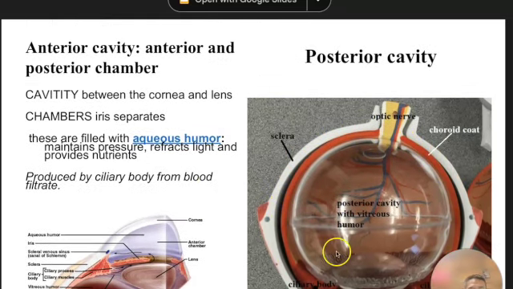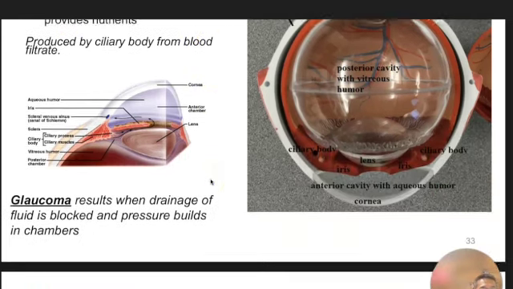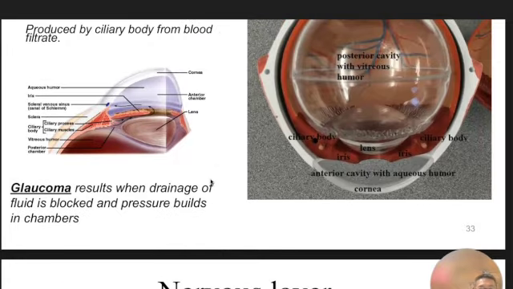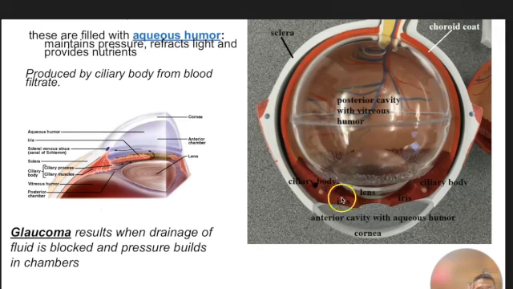Now you have to remember there's an anterior chamber and a posterior chamber. The eye, as you know, is filled with liquid. So anterior and posterior chamber: cavity between the cornea and the lens. The chambers are separated by the iris. These are filled with aqueous humor and vitreous humor. The posterior cavity is filled with vitreous humor. The anterior cavity is filled with aqueous humor.